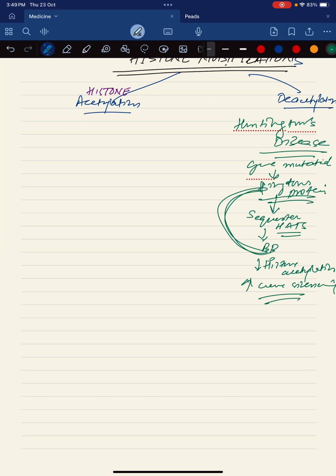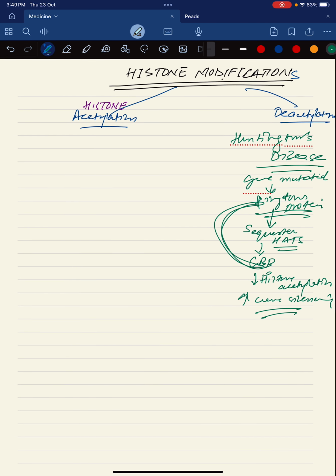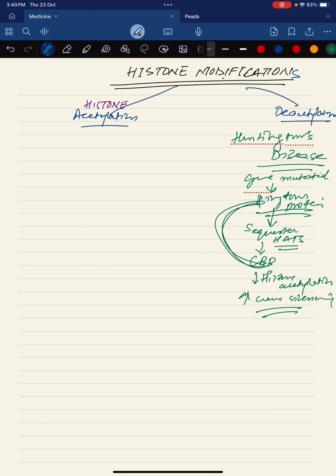So this is one of the examples to remember, as diseases, how they are related to histone modifications, and how important this balance is between histone acetylation and deacetylation that results in controlled transcription of the DNA.